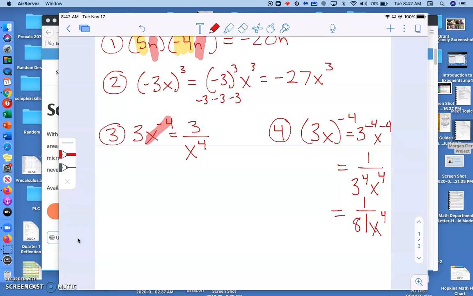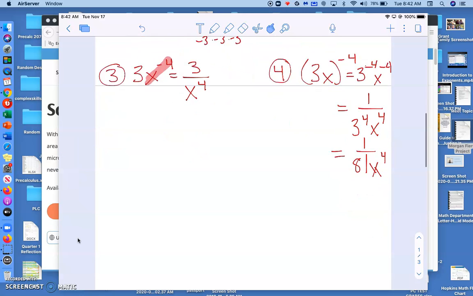So I want you to notice the difference there. They both flip because that -4 is a power to both. Whereas this number 3, it's just the x that flips because that's where the -4 is with.